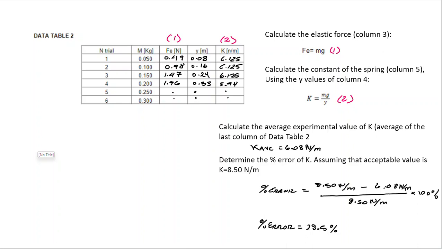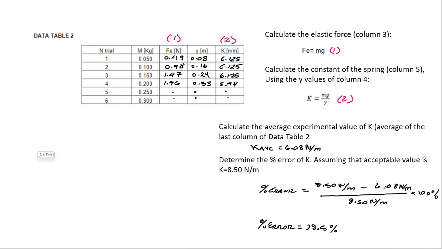So as you can see here, you have different values of mass in kilograms. Using the formula you see here of elastic force, that says that elastic force is equal to mass times gravity, you can calculate the elastic force in the third column. So it's basically to multiply the value of mass of the body hanging from the spring times the acceleration of gravity, and that is going to give you the elastic force. You also have in this column values of y, or elongation, that you have measured with the ruler.